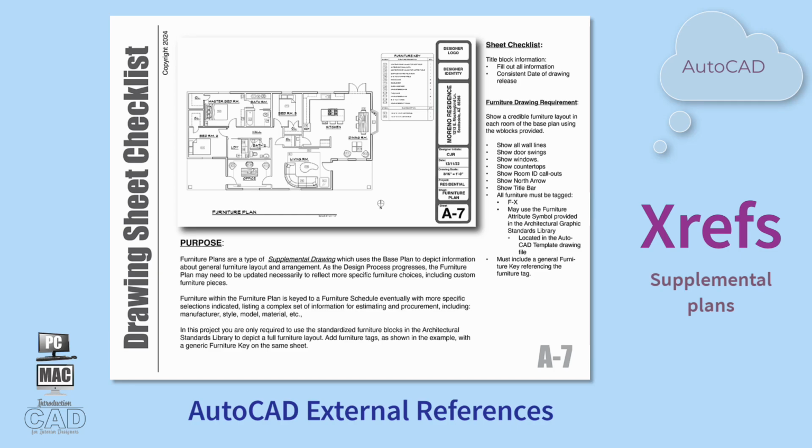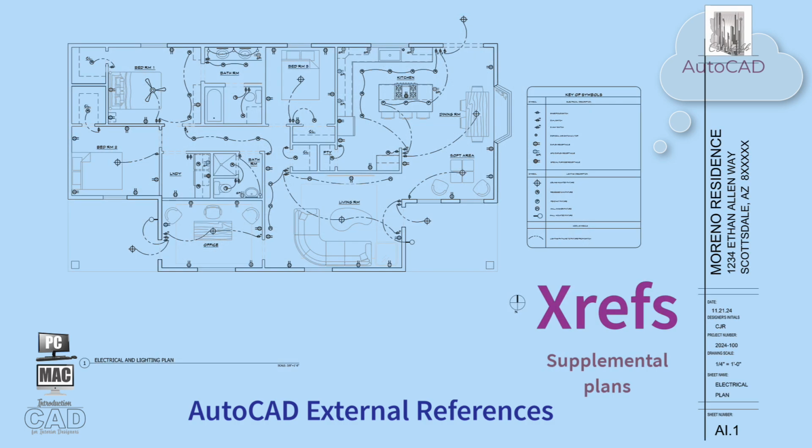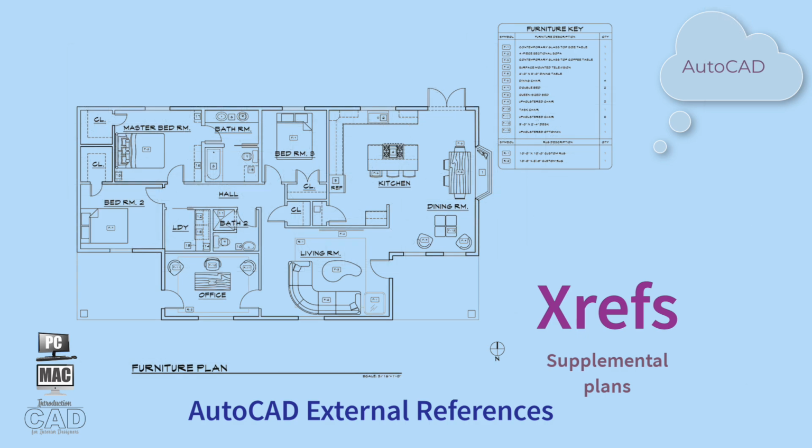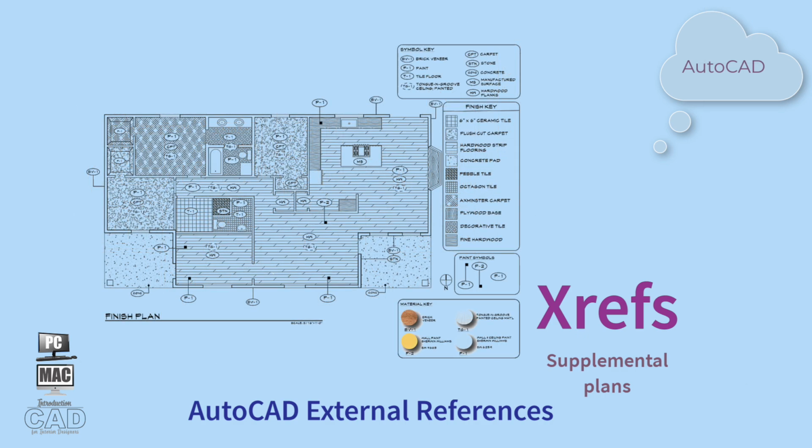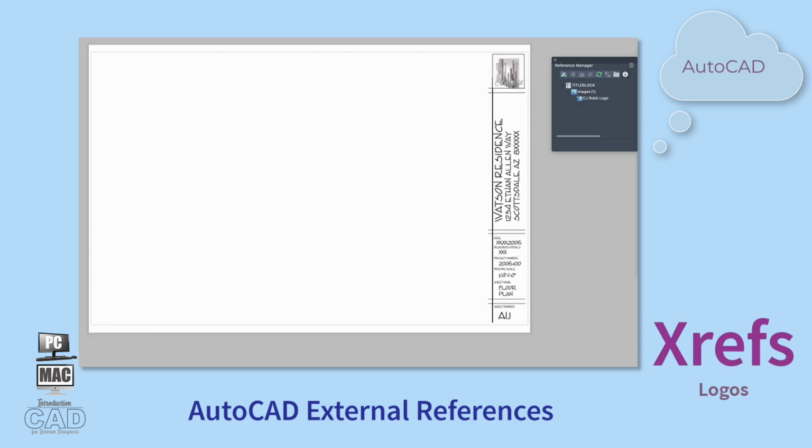In this video, we discuss how to use the Xref command to create supplemental drawings, which is any type of drawing that utilizes the base plan view as the central reference for the information to be conveyed. Examples of supplemental drawings include electrical and lighting plans, furniture plans, finish plans, reflected ceiling plans, to name just a few. In addition, you can reference any kind of file that AutoCAD supports into a drawing, including image files.